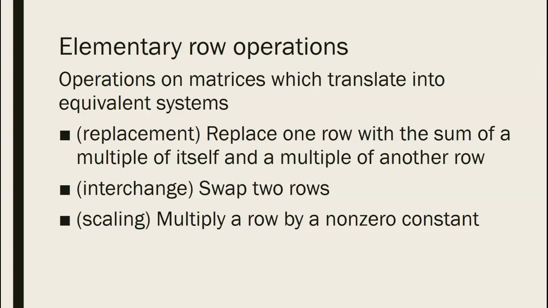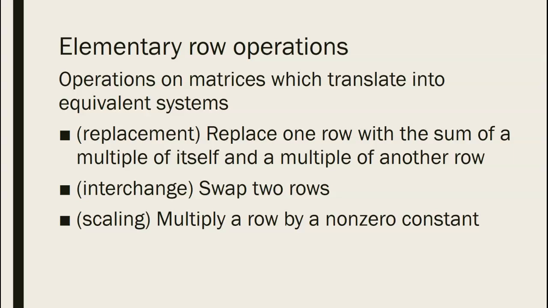Now, what we just did with all those matrices were what's called elementary row operations. These elementary row operations on a matrix translate into operations we did to create equivalent systems of linear equations. So we had the replacement. We take a multiple of a row and a multiple of another row, and we add them together and replace one of the rows. That's basically just saying a constant times an equation, add it to another equation.